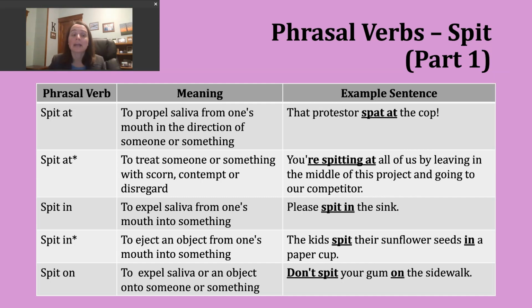Now, a second way you could encounter spit at can mean to treat someone or something with scorn, with contempt, or disregard. An example of this: you're spitting at all of us by leaving in the middle of this project and going to our competitor. So this might be something a boss or supervisor says to an employee. They're very disappointed with this person leaving in the middle of some kind of engagement or project. You're spitting at all of us is an example of the present progressive.